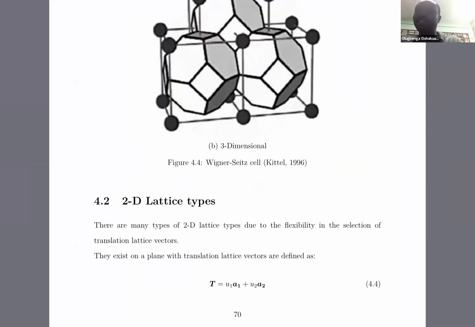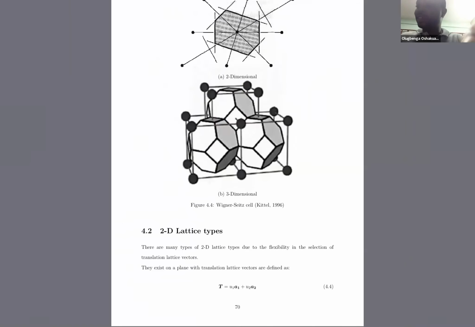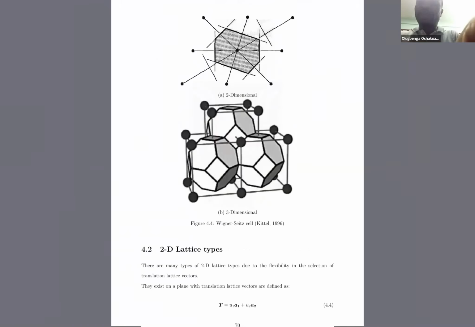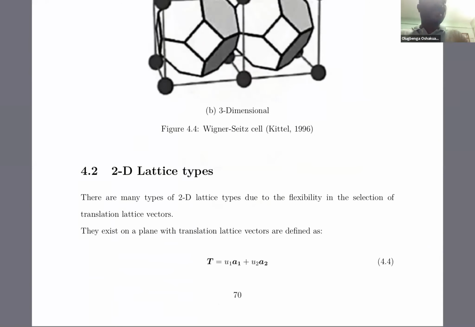Okay, I think we stopped there in the last class. The last thing I said was on beginner set cell. We spoke about beginner set cell. And going into 2D lattice, I hope you took your time to even move ahead of us with the courseware.